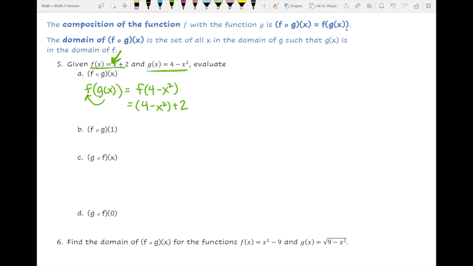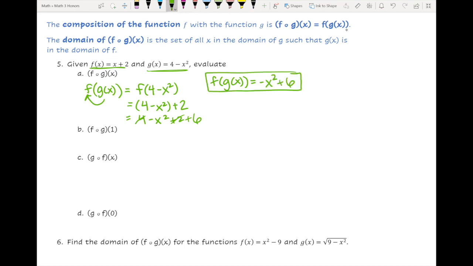As far as substituting things in, I've talked about this before. I substitute things in with parentheses in case there is any multiplication or any other operations that I need to take care of with the entire parentheses. In this case, I didn't really need parentheses, so I can just do 4 minus x squared plus 2, which if I totally simplify, the 4 plus the 2 is a 6. So my f of g of x equals negative x squared plus 6.